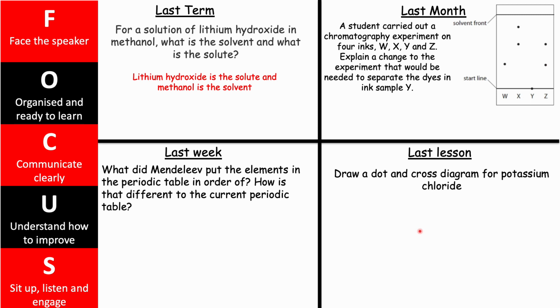Potassium, I know, has 19 electrons, 2 in the first shell, 8 in the second shell, 8 in the third shell, and 1 in the outer shell. But for the purpose of dot and cross diagrams, I only need to include that outer shell. I know it's going to lose 1 electron in order to have a full outer shell. So it'll form a +1 charge, and the shell I'm including is just that outer shell only.